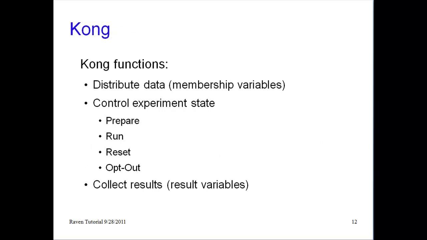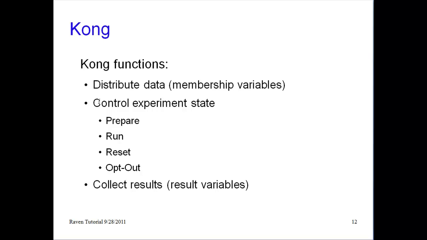So Kong is designed to control your experiment. There's three main functions to this. One is to distribute data. One thing we found is that many experiments need to distribute small bits of experiment state between all the nodes. In our case, with the ping-pong demo, that bit of data is going to be a port. Each member of the experiment is going to listen on a particular port, and the other members will need to know what that port number is so that they know which port to send their ping packets to.